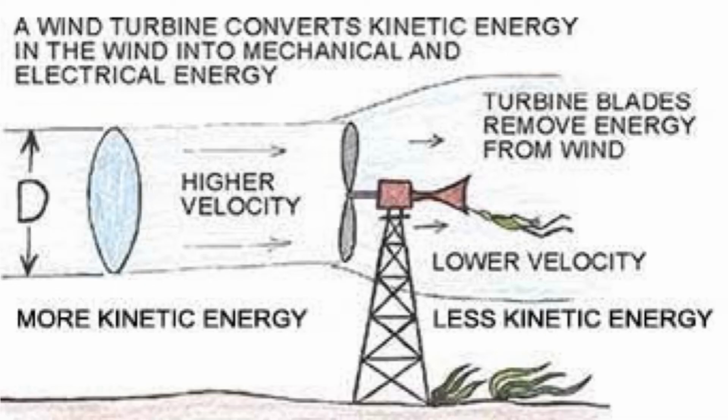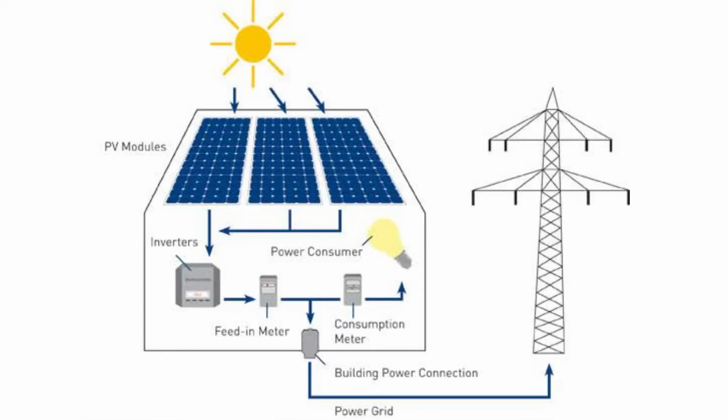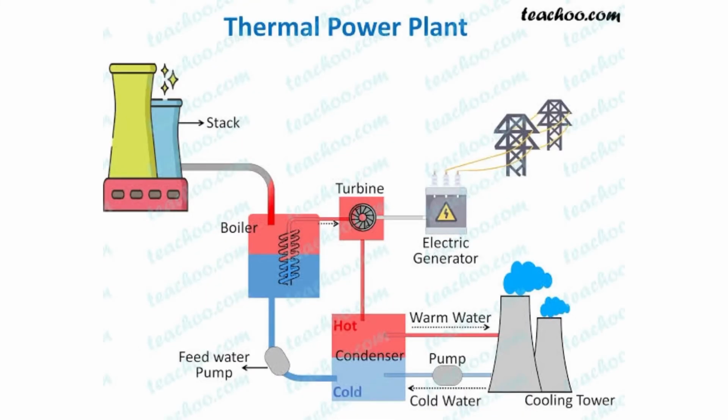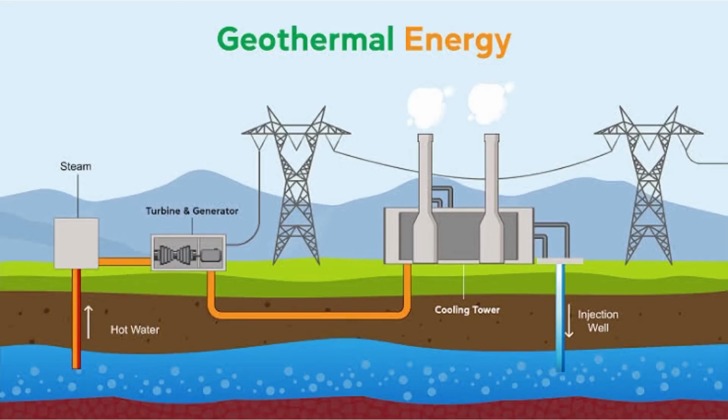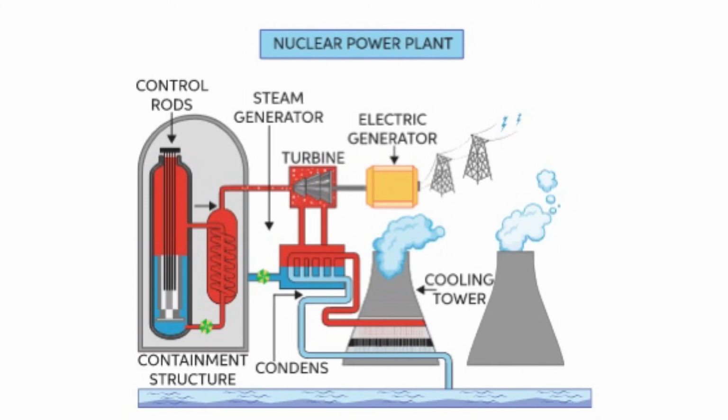The first example is the windmill. In this case, the wind energy is converted into mechanical energy that is further converted into electrical energy. Second example is the solar panels. With the help of solar panels, the solar energy from the sunlight is converted into electrical energy. In the thermal power plant, the chemical energy is converted into heat energy, then mechanical energy, and further it is converted into electrical energy. In the geothermal plant, the heat energy is converted into mechanical energy that is converted into electrical energy. In the nuclear power plant, the nuclear energy is converted into mechanical energy that is further converted into electrical energy.